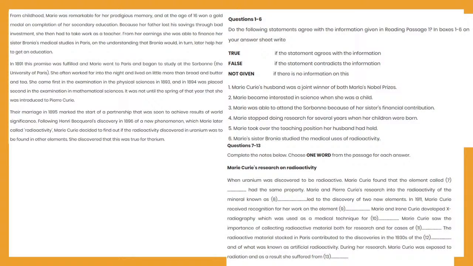She often worked far into the night and lived on little more than bread and butter and tea. So she used to have a very meager diet. She came first in the examination in the physical science in 1893 and in 1894 was placed second in the examination in mathematical science. She was very good in physics and pretty good in mathematics also. It was not until the spring of that year that she was introduced to Pierre Curie. Now, Pierre Curie is Mary's husband, so they met after some time, right?